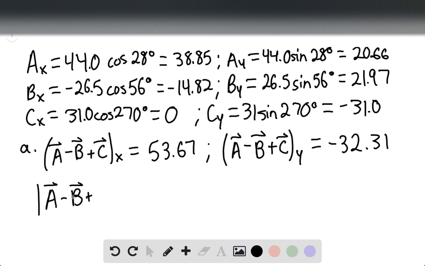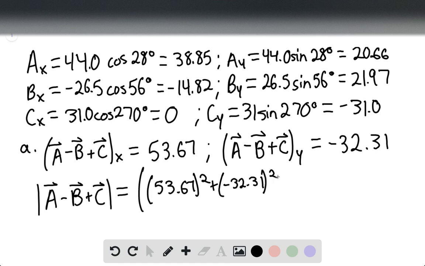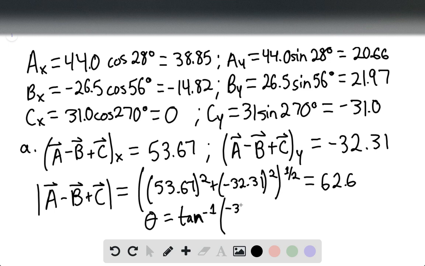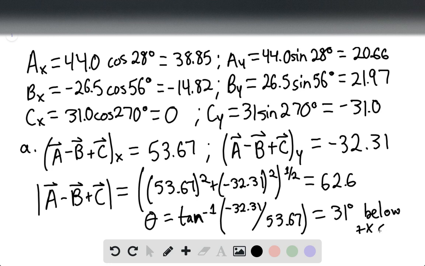And then to find the magnitude, we simply take the square root of the sum of the squares. So the magnitude of vector A minus vector B plus vector C will be equal to 53.67 squared plus negative 32.31 squared, and all to the 1/2 power. This is giving us 62.6. And to find theta will simply be equal to arctan of the y component divided by the x component. So this will be arctan of negative 32.31 divided by 53.67. And this is giving us 31 degrees, and this will be below positive x-axis.